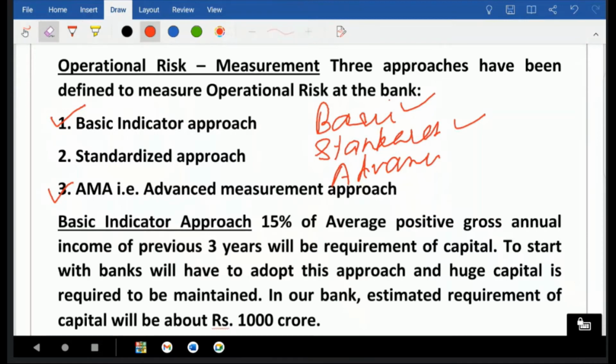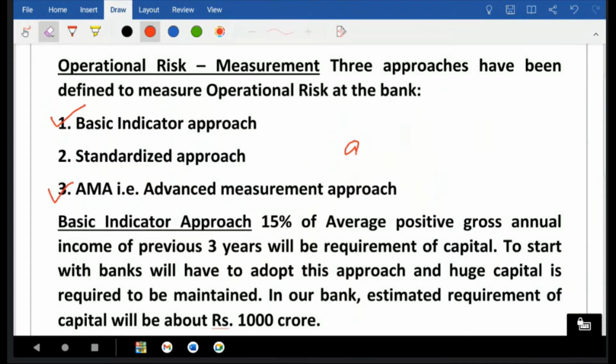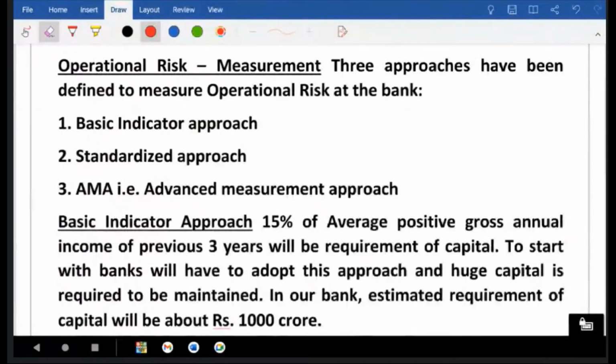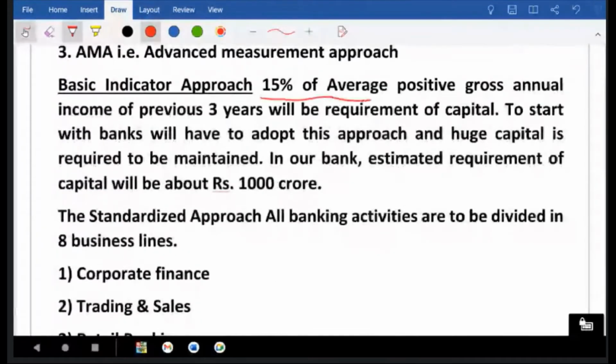So in the basic indicator approach, it is 15% of average positive gross annual income. How do we calculate, that is, how is this mitigated? In the basic indicator approach, this 15% value is very important: 15% of average positive gross annual income. Keep in mind, positive, not negative. Loss will not count. The average positive gross annual income of the previous 3 years will be the requirement of capital. That means 15% of the last 3 years, where you have to take only positive values.